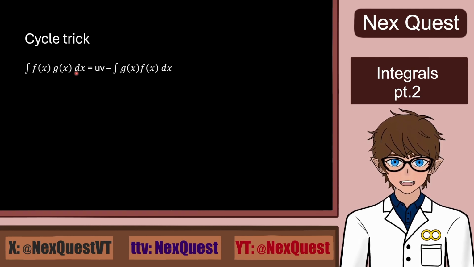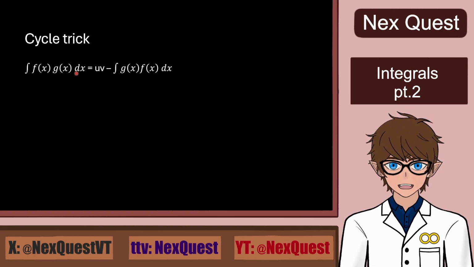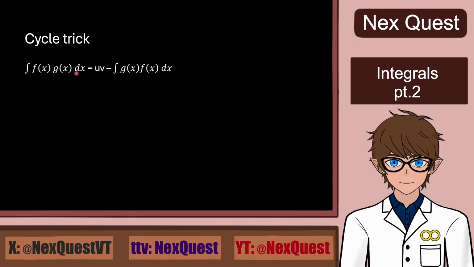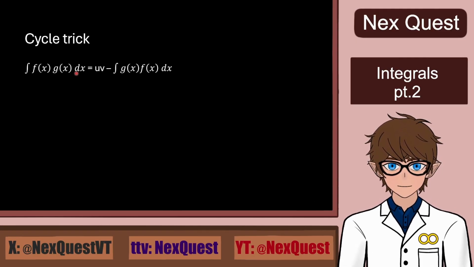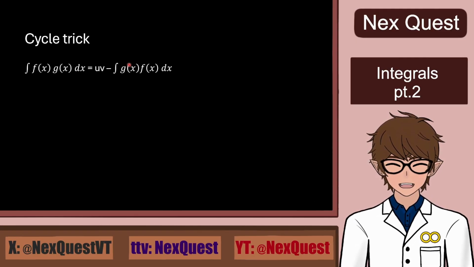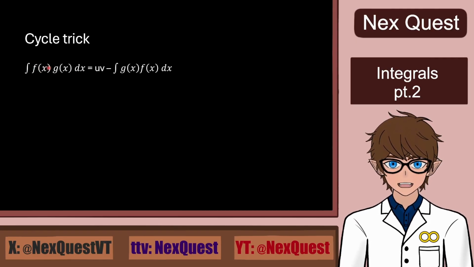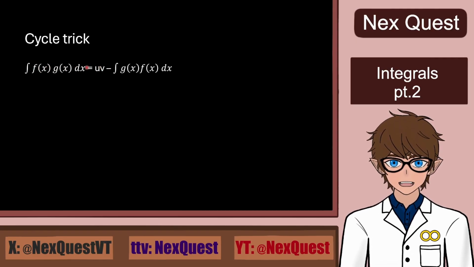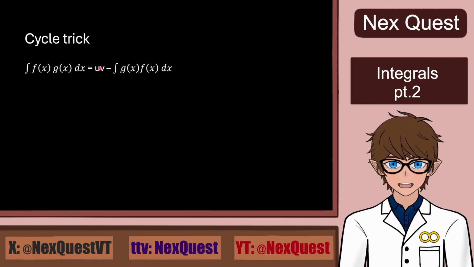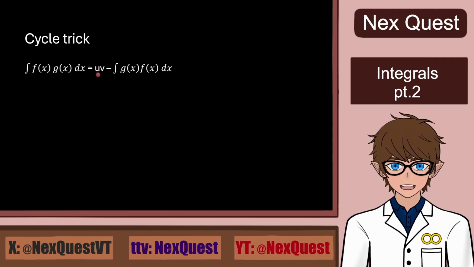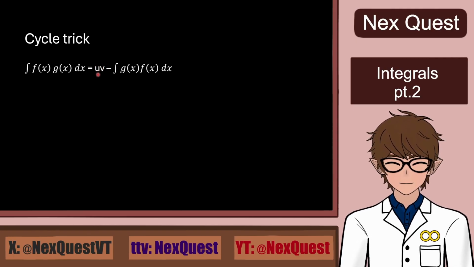So, the cycle trick is extremely handy when integration by parts gives us the same integral we started off with. I hope this paints the picture, as the only examples I found were slightly complex and I don't want to scare you off. So the integral of a product of two functions, dx, gives us some uv, which we determined following the by parts rules, LIATE or whatever.